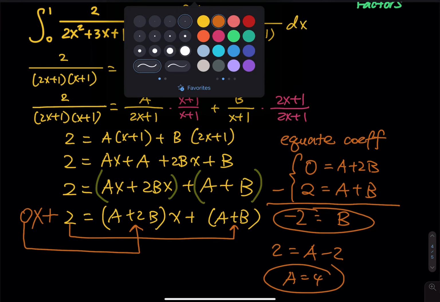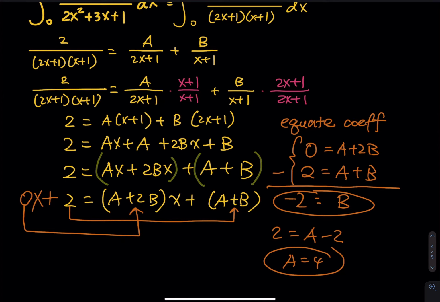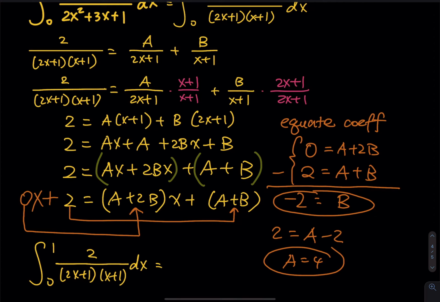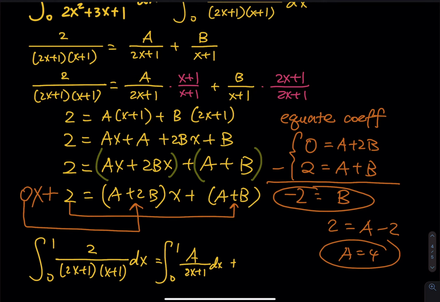So what we are trying to do before all these lines is integrate this, right? From 0 to 1, 2 divided by 2x plus 1 times x plus 1, dx. And then on the other side, we have the integral from 0 to 1 of a divided by 2x plus 1 dx, plus, we have to move this a little bit to the right so I get myself some space, the integral from 0 to 1 of b divided by x plus 1 dx. You plug in a, you plug in b. Okay, let's plug in a.